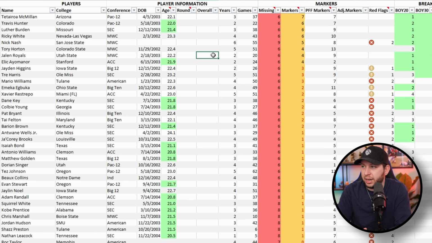Of course, all this will be updated after the NFL Combine and then finalized after the NFL Draft. But that is how I evaluate wide receivers from an analytical standpoint using my markers, using Pro Football Focus now, new for 2025 and beyond, how I adjust those markers, some of the pitfalls that I'm kind of looking for.